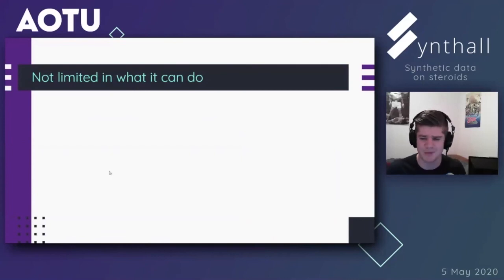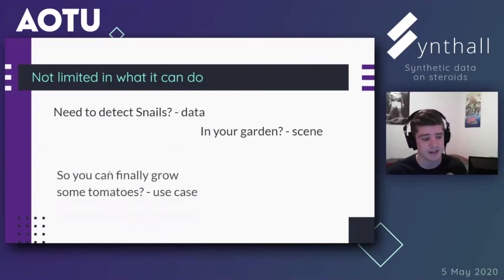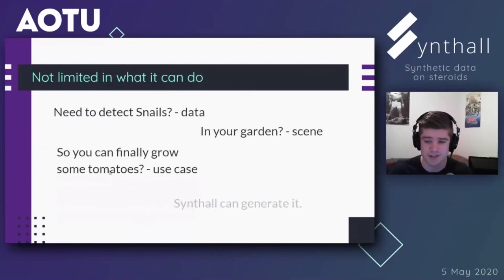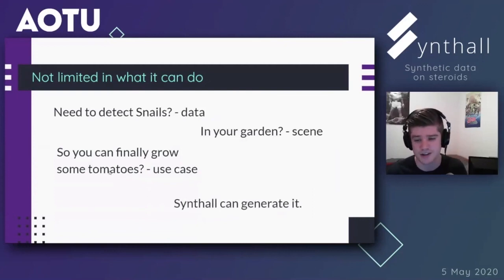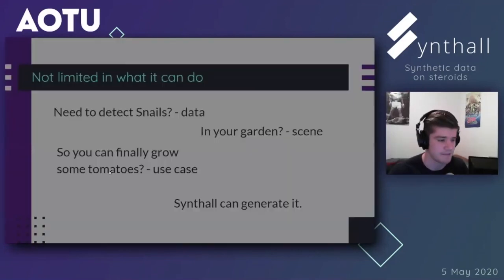It's also not limited in what it can do. Like I just talked about it being able to program. If you want to detect snails, like I've been talking about this whole time, in your garden so that you can finally grow some tomatoes, Synthall can generate it. That's something that you can do very easily, very quickly. Garden scene, snails, plop them in, generate hundreds of pictures. You already have it. They're already labeled.